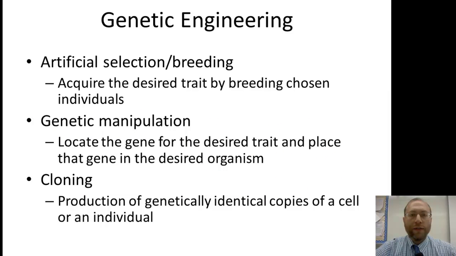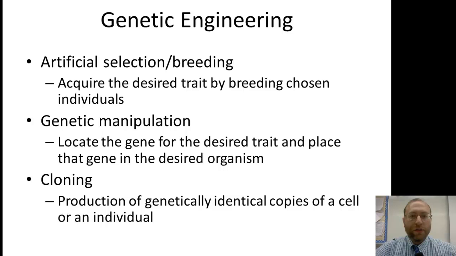There are two kinds of genetic engineering. The one that we covered in the previous vodcast is called artificial selection or selective breeding or just breeding. And for this one, the desired trait is acquired by breeding chosen individuals. So we're working with thousands of genes at the same time since we're just working with specific individuals, and this type of genetic engineering has been going on for all of history and probably beyond history.